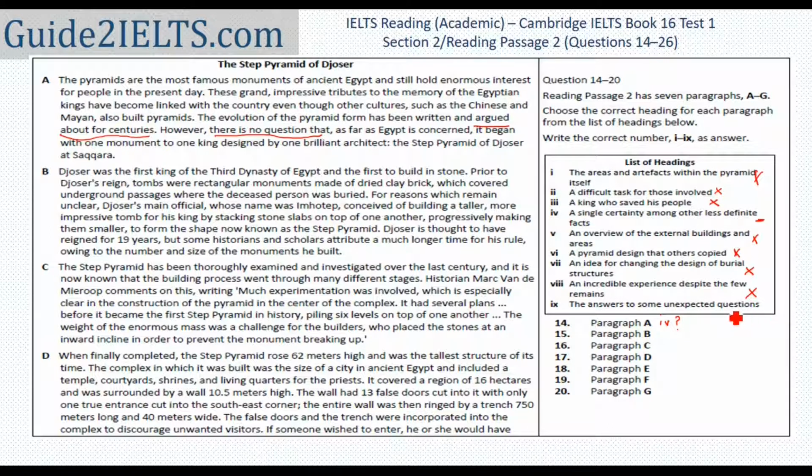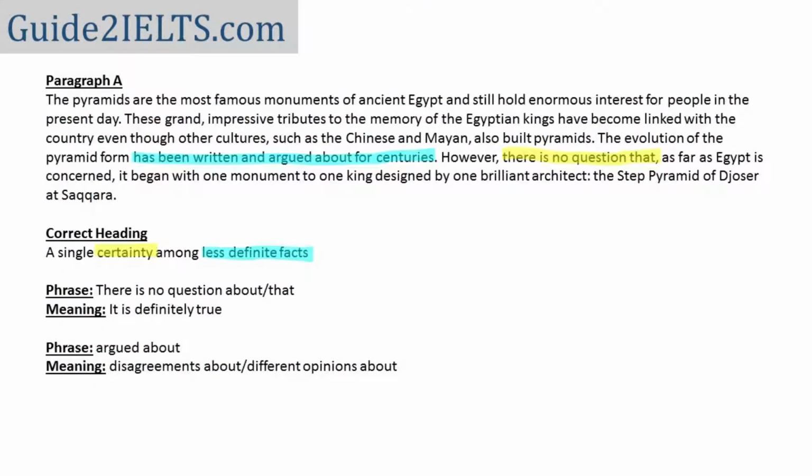If I look for the keyword question here and if I find question here, I could say that this is what it is, but no. There is no unexpected question being asked here. And this phrase, there is no question that, actually means that there is no confusion about something. It is confirmed or it is a certainty.